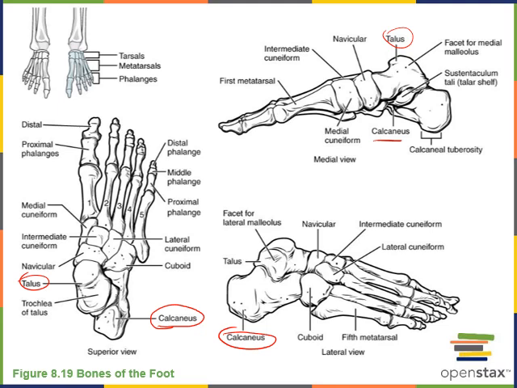And the calcaneus is also the insertion for muscles in the sural region, the gastrocnemius and soleus, muscles that perform an action called plantar flexion, which pushes the foot towards the ground. And so the tendon that inserts onto the calcaneus is known as the calcaneal tendon, or more commonly the Achilles tendon.